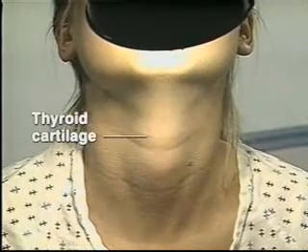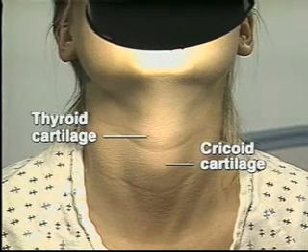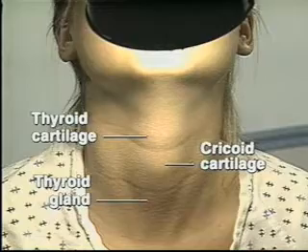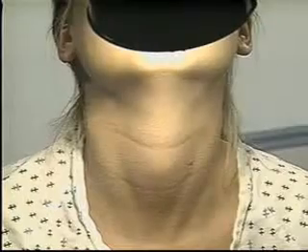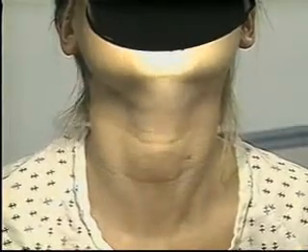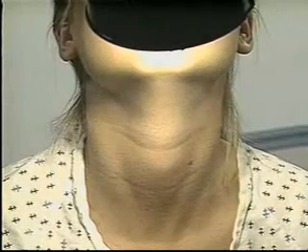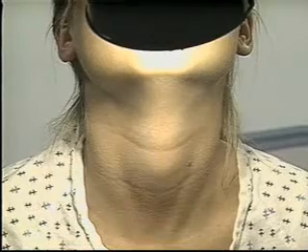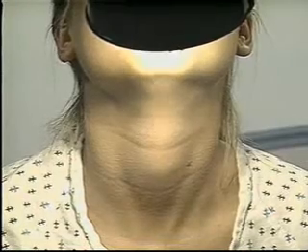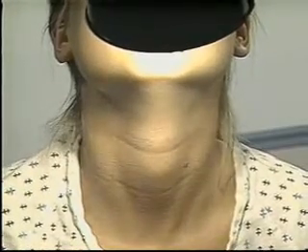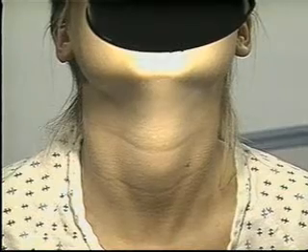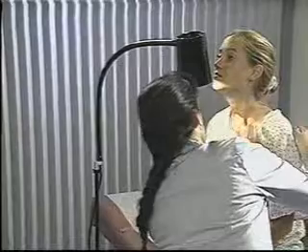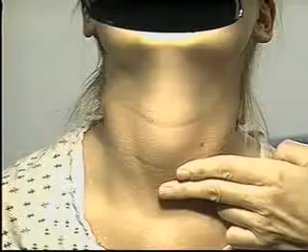Identify the thyroid cartilage, the cricoid cartilage, and the location of the thyroid gland. Now watch as the thyroid cartilage, cricoid cartilage, and thyroid gland all rise with swallowing. Watch again. Normally, the thyroid and cricoid cartilages and the thyroid gland rise with swallowing and then return to their resting positions. Check your inspection by palpating the thyroid gland from in front of the patient.